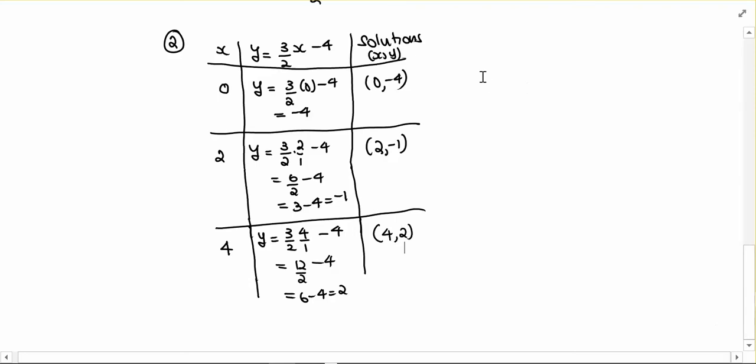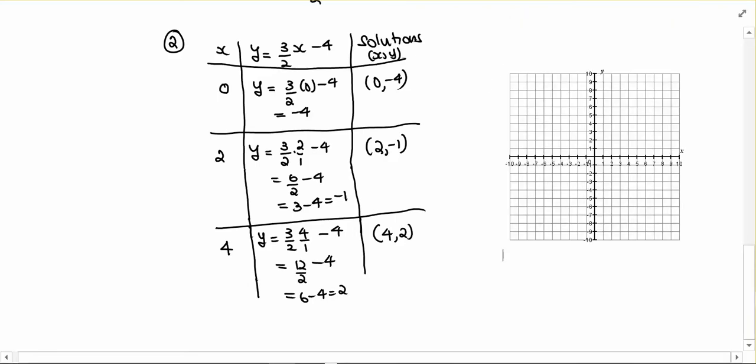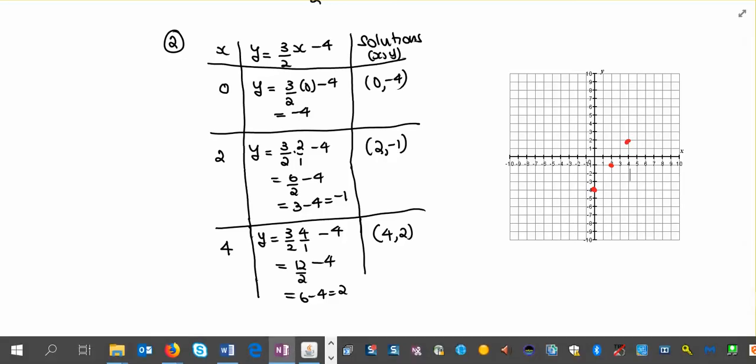So to graph this, I would take my dots, my points. So 0, don't move anywhere in the x direction, -4, move down to -4. Starting right there at the origin, I go over to 2 and then -1. And then starting at the origin again, I go over to 4 and go up to 2. Okay, so looks like those three dots are all lined up.